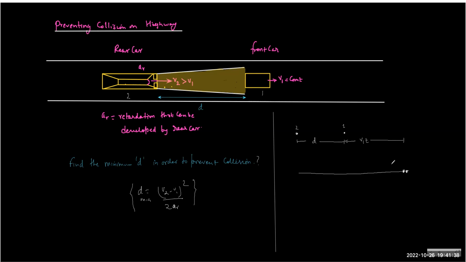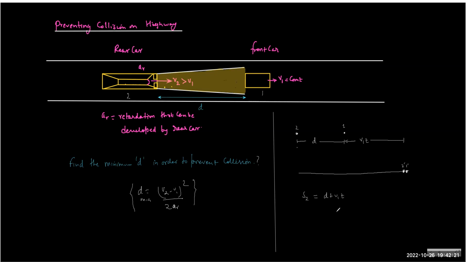So imagine this event happens after time t, and so the front car will travel v1t. So what is the displacement of the second car? To come next to each other, how much will the rear car travel, guys? Tell me. The rear car will travel how much? See, the rear car has gone from here to here, no? D plus v1t. D plus v1t.